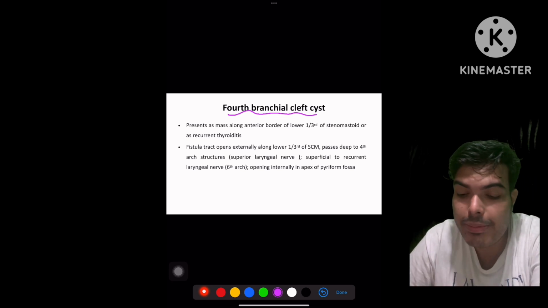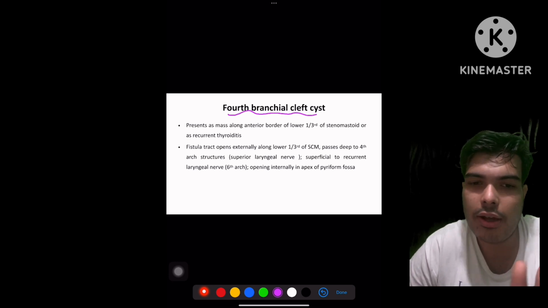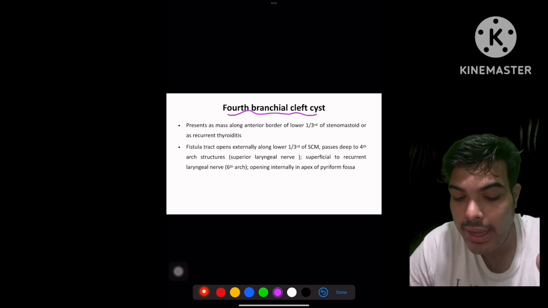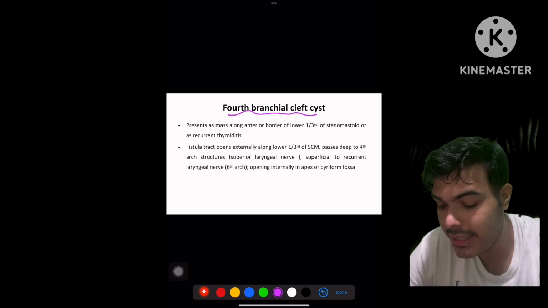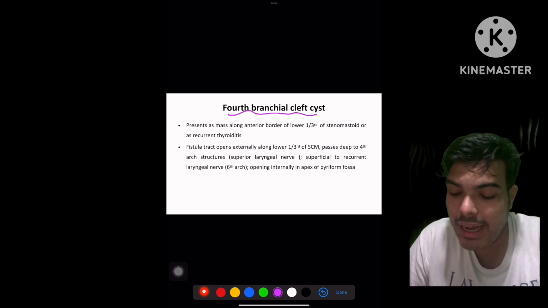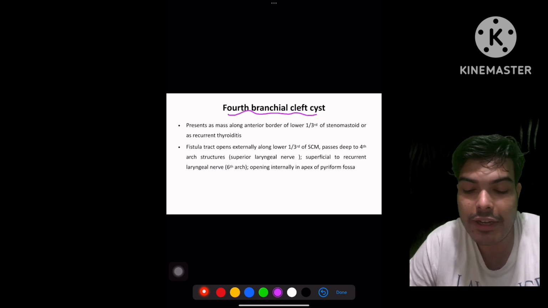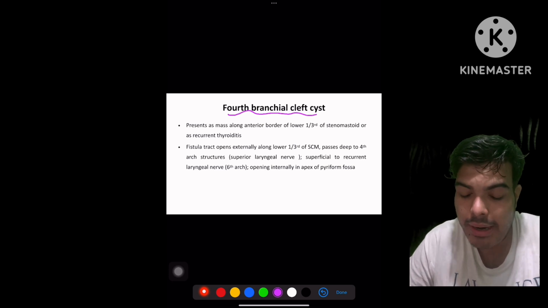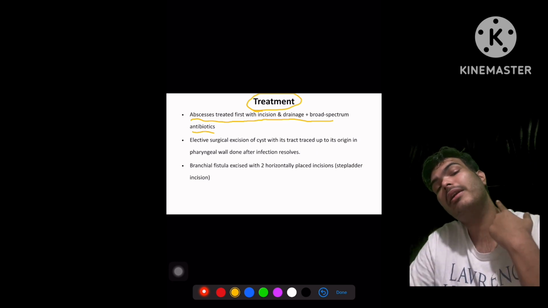Treatment. Before treatment, if it's a sinus, go for a sinogram. If it's a fistula, go for a fistulogram. Okay. An abscess is treated first with incision and drainage plus broad-spectrum antibiotics. Elective surgical excision of the cyst with its tract traced up to the origin in the pharyngeal wall is done after infection resolves. Okay. A branchial fistula is excised with two placed incisions. So there is a step ladder approach.